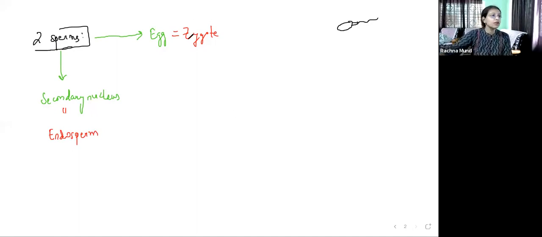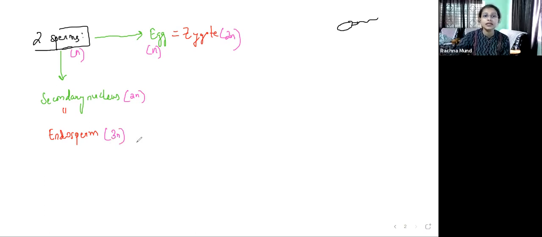Endosperm. What is the ploidy? What is the ploidy of the zygote? Sperm is N, egg is N, zygote is 2N. Here, sperm is N, secondary nucleus means two nuclei, so it is 2N. So endosperm ploidy is 3N. So endosperm is triploid in nature. Clear? Everyone clear? This is what you mean by double fertilization, right? So you could recall the topic. Now, let me move back to this.